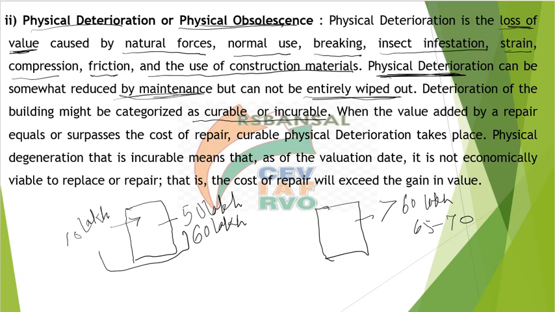But if you are not able to sell it for more than 60 lakh, if even after spending 10 lakh, you are able to sell it for, sorry, a bit less than 60 lakh, then we call it that the building obsolescence is incurable.